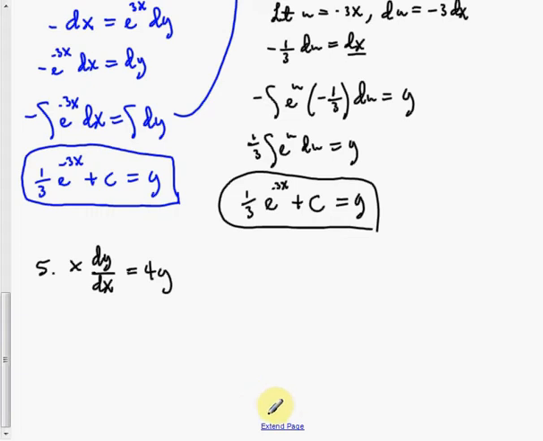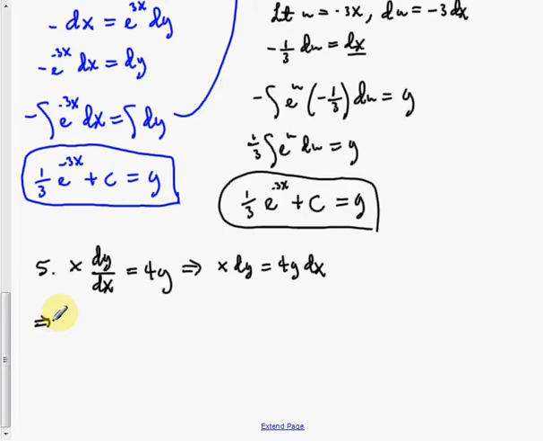Okay, let's look at that. So this implies we separate the variables here. The first thing, multiply both sides by dx. So this is x dy is equal to 4y dx.